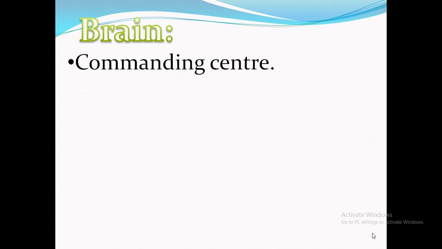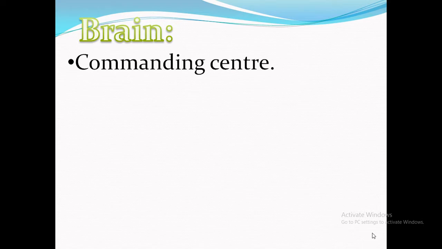First, let's learn about brain. Do you know where the brain is located? It is an internal organ, so it is located inside our body, specifically inside our head. This brain is the commanding center of our body. It means that the other organs or the other body parts may perform their functions, but all the commanding for these functions are given by the brain.